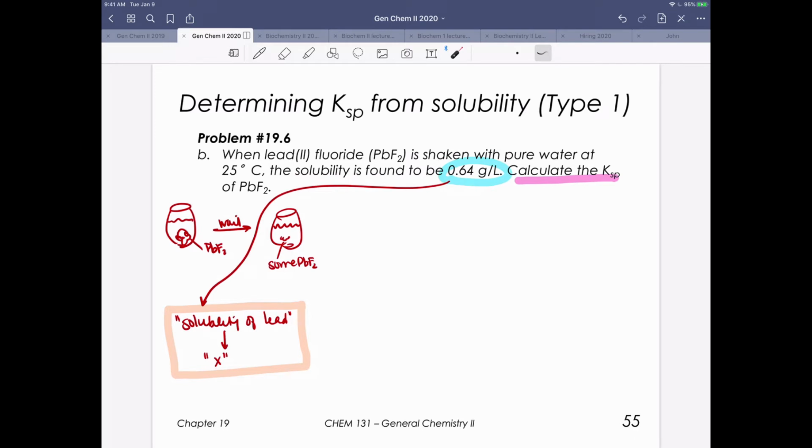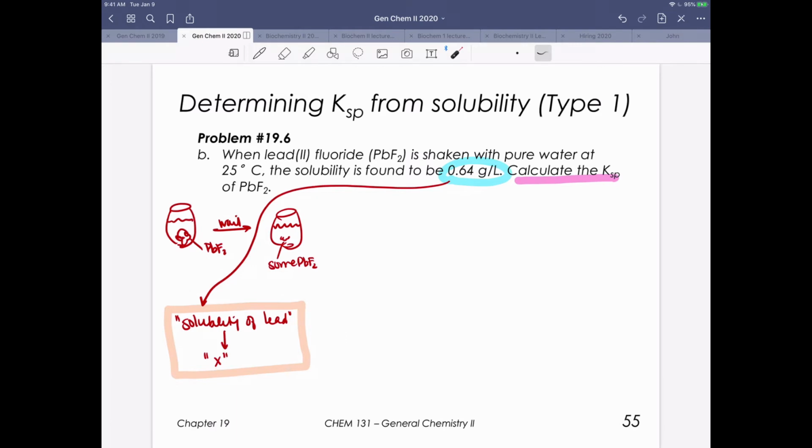This is kind of related to what the previous problem was telling us, that they're telling us what X is. But this is really sort of what's going on here. You're going to take a large chunk of this lead fluoride and put it in some water. You're going to shake it up, do all kinds of things. You're going to wait for that solution to reach equilibrium, and some of that lead fluoride is going to go into solution. What you then do is look at the amount of lead that you have in solution.